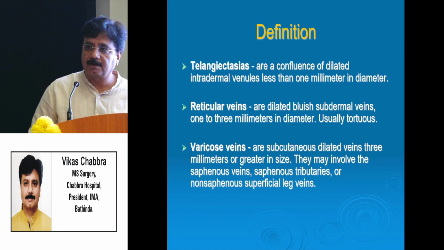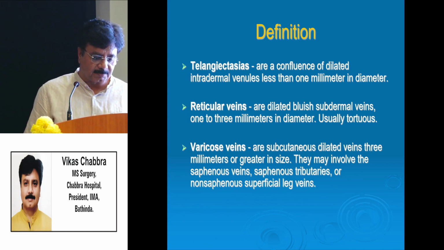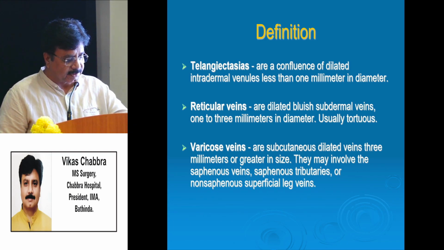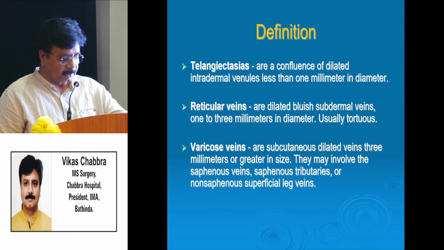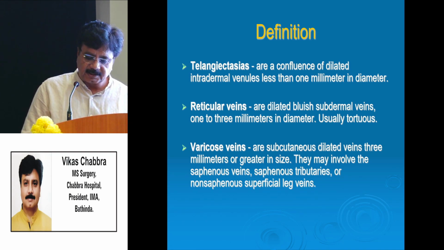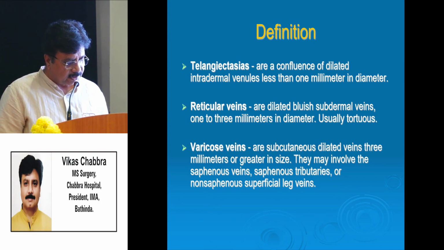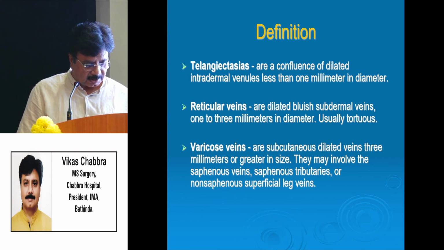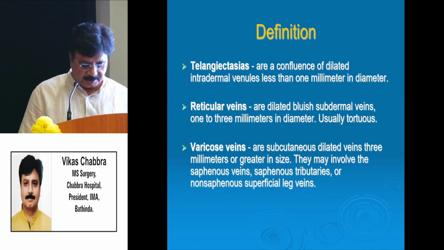Coming to the definition of varicosity, varicose vein is a later stage, but before that there is telangiectasis, there are reticular veins, and after that comes the varicose vein. Now, what are the varicose veins? All the students sitting here must be knowing that these are subcutaneous dilated veins which are more than 3 millimeters in size, and they have lost their walls, and most of them are saphenous, great saphenous, small saphenous, and their tributaries.